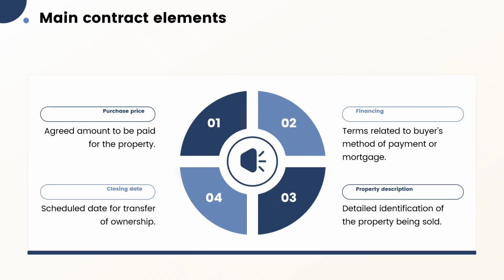Some of the main elements in the purchase contract include the purchase price, financing terms, closing date, and property description. The purchase price tells us how much the buyer is agreeing to pay. The financing section explains how the buyer plans to pay. The closing date tells us when the ownership is scheduled to transfer. And the property description identifies exactly what property is being sold. Every detail matters.